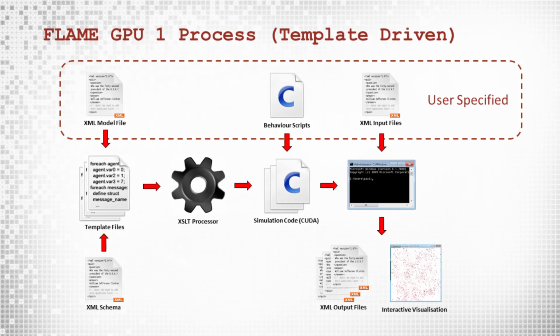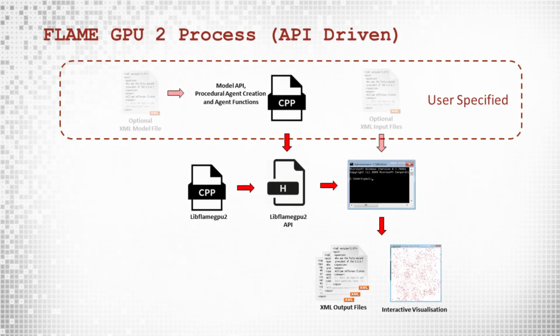FLAME 1 worked in this way of describing your model using an XML file and then having some C scripts, and there was lots of complex template processing that would eventually generate simulation code. This was a necessity at the time, but we've done away with that now and massively simplified things with FLAME GPU 2. So it's all C++ based and API based.